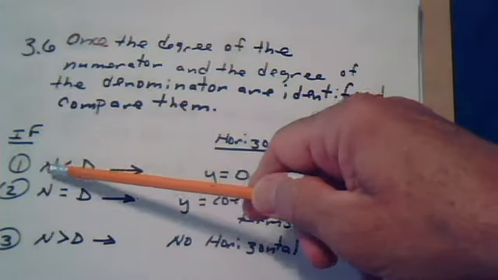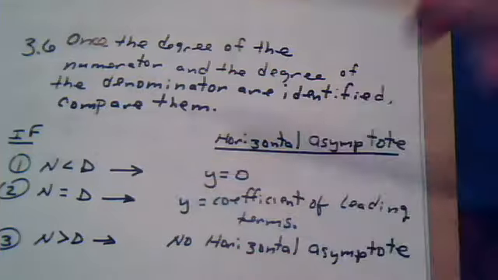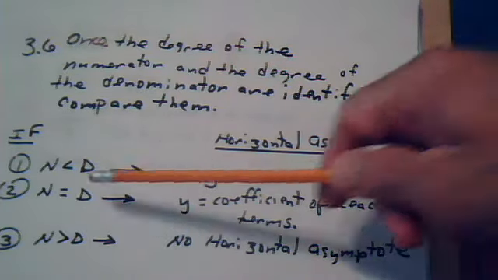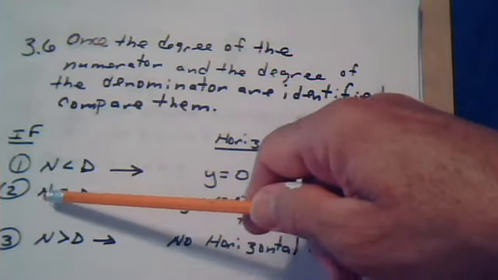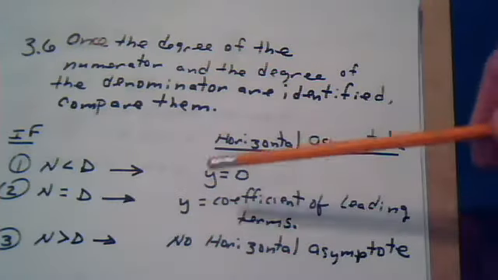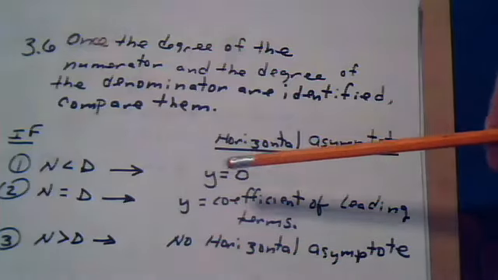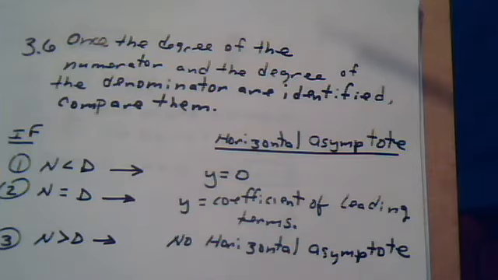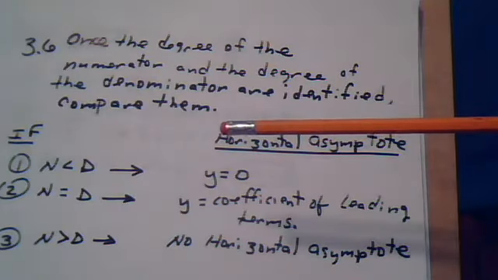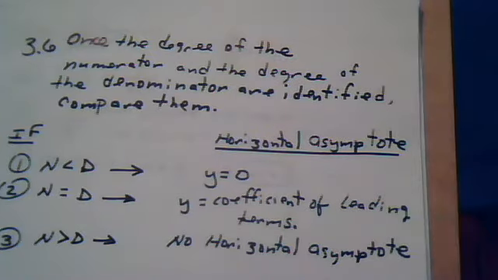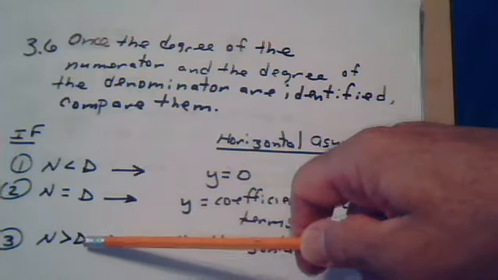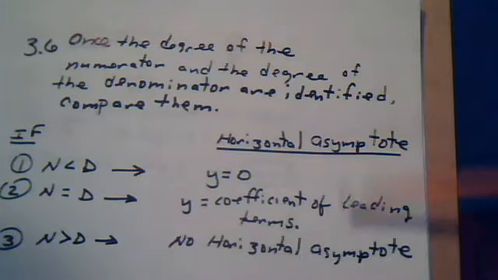If the numerator degree is less than the denominator degree, then our horizontal asymptote is y = 0. If the degree of the numerator equals the degree of the denominator, then y is made up of the coefficients of the leading terms: the coefficient of the numerator's leading term over the coefficient of the denominator's leading term. And if the numerator degree is greater than the denominator degree, then we don't have a horizontal asymptote.